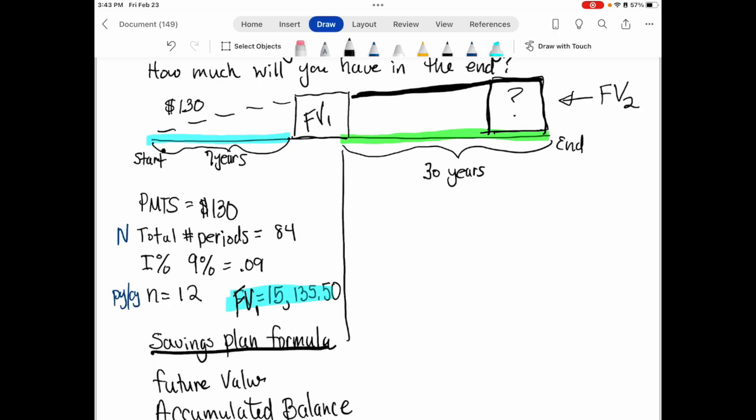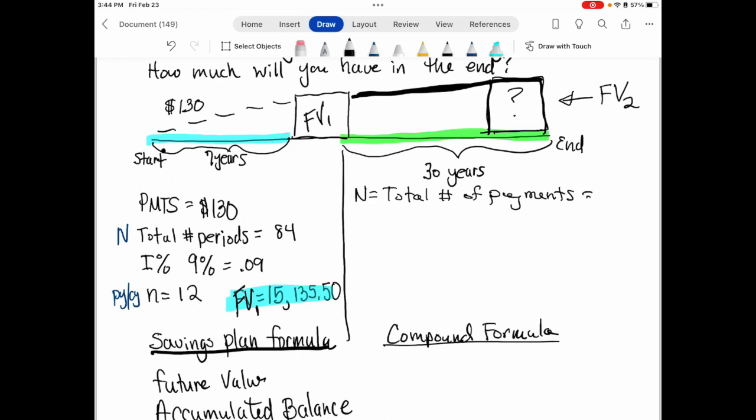So we're going to approach it in a similar fashion, but if you're using your formula, because you're dealing with lump sums and there's no payments in here, this is when you're going to use the compound formula. Let's write down all of our information. Our big N, or the total number of payments, in this case, would be 30 years, and we're doing it monthly for 30 years. So that's going to be 360.